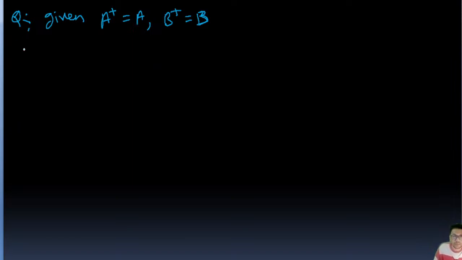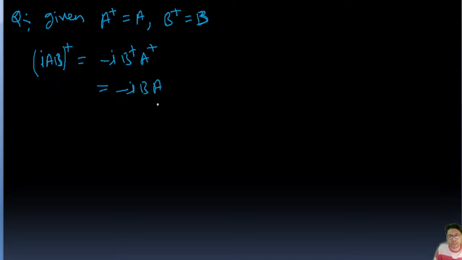First we have to check iAB, whether it is Hermitian or anti-Hermitian. So what we are going to do is find (iAB) dagger. The dagger of iota is going to be minus iota, and this is going to be B dagger A dagger. B dagger equals B and A dagger equals A. So we can see that (iAB) dagger equals minus iBA. So this is not a Hermitian matrix.